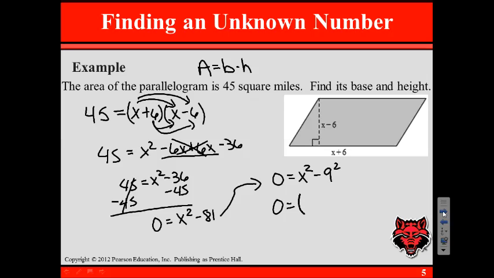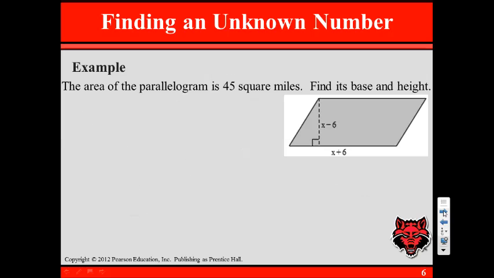Then 0 equals, we have two binomials. X squared is x times x. 9 squared is 9 times 9. We add in the first binomial and subtract in the second binomial. So let's go to the next page and solve the equations. This page we had 0 equals x plus 9 times x minus 9.